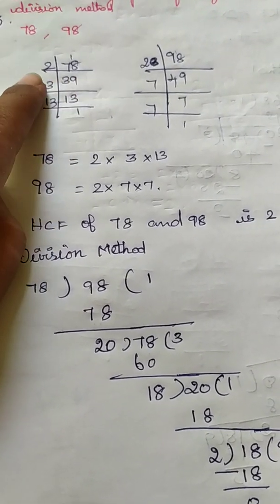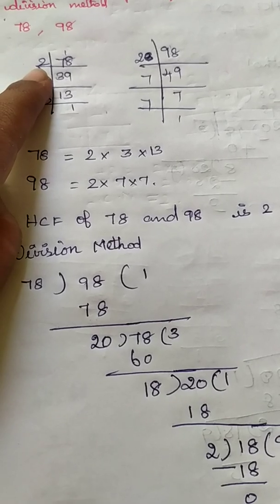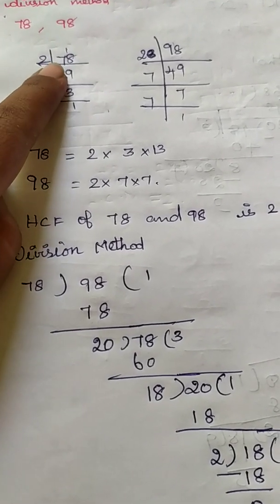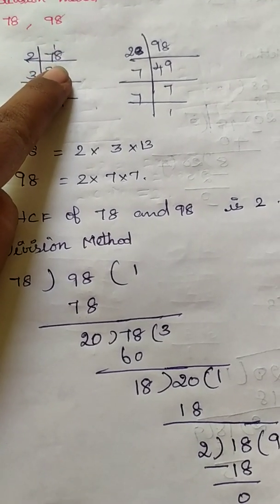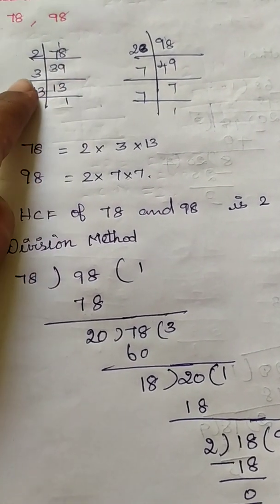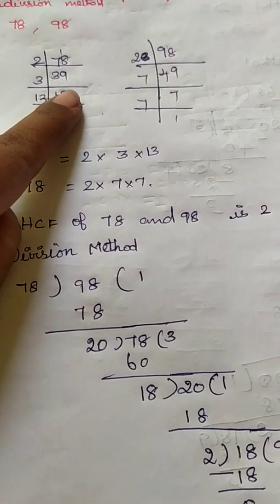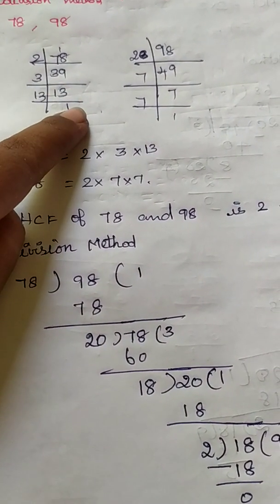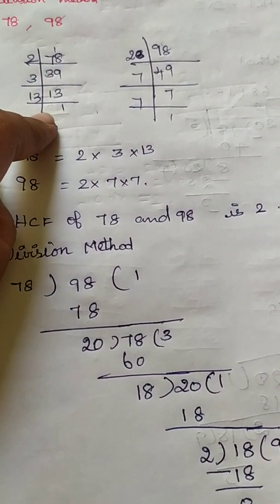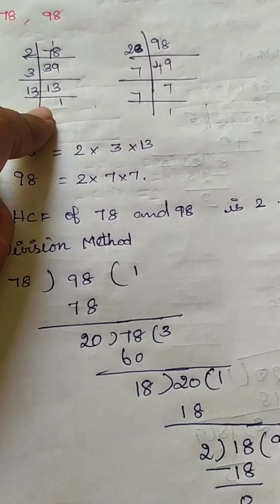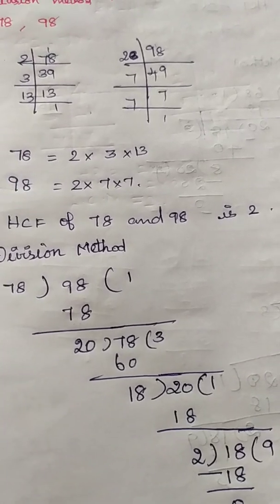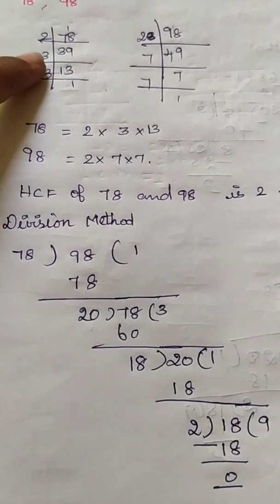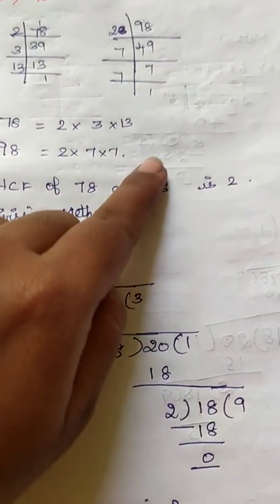The smallest prime number is 2, so we start with 2. 3 2s are 6, 7 minus 6, the remainder is 1. Carrying it over to the next digit, it is 18. 9 2s are 18, so 39. It will come in the 3 table. 1 3 is 3, 3 3s are 9. 13 is a prime number, so it is divisible only by 1 and by itself. So we divide by 13, and 13 comes one time. So 78 can be written as 2 into 3 into 13.